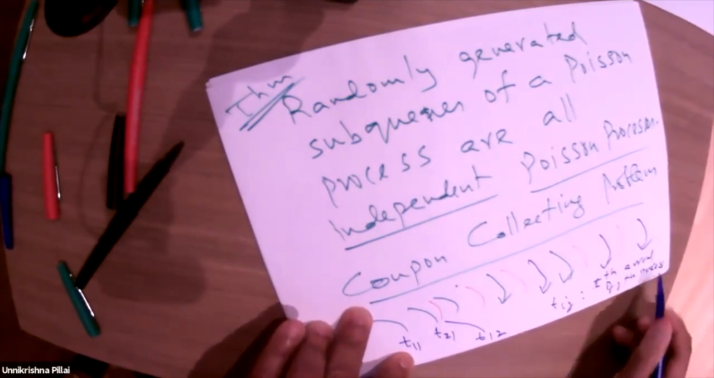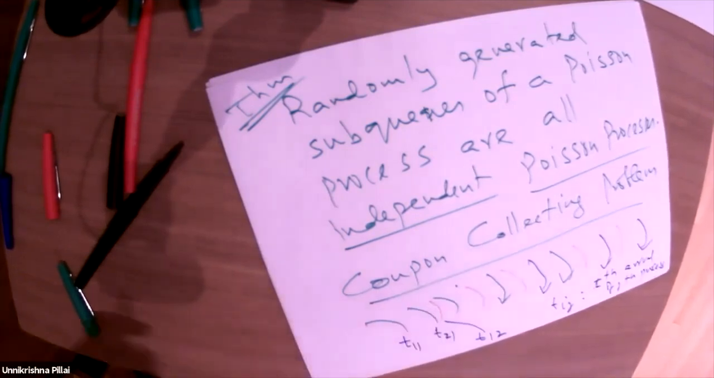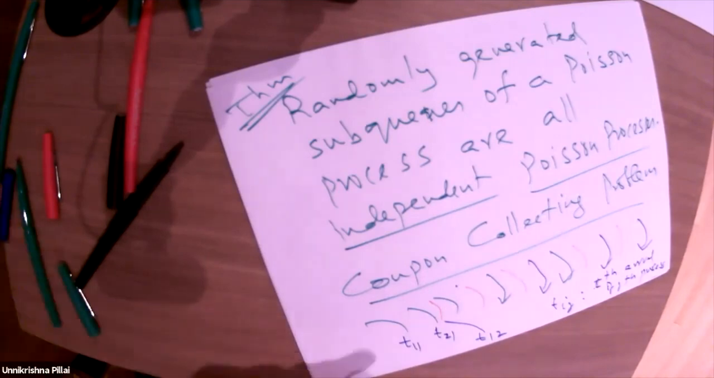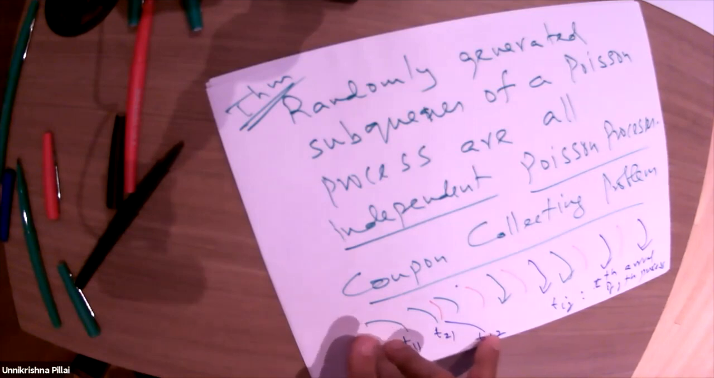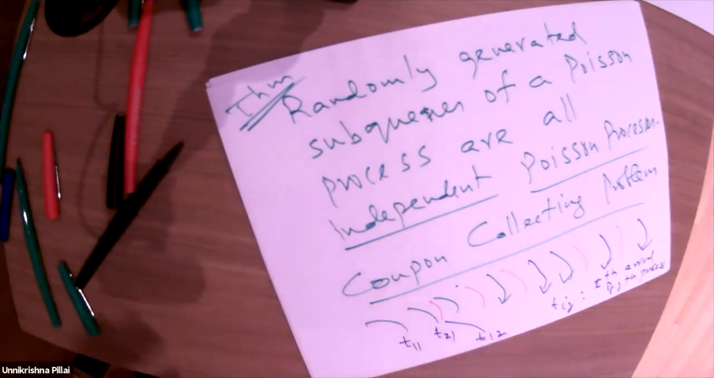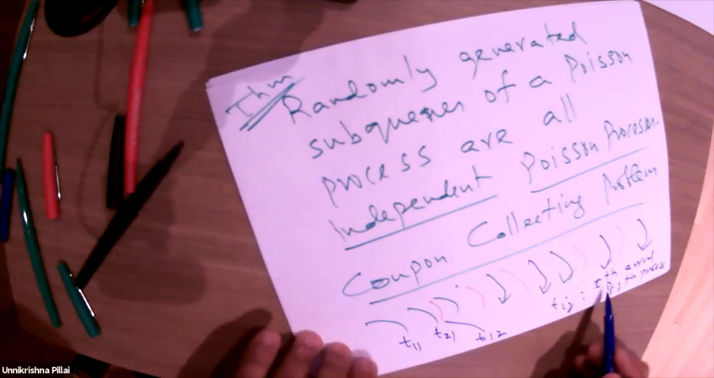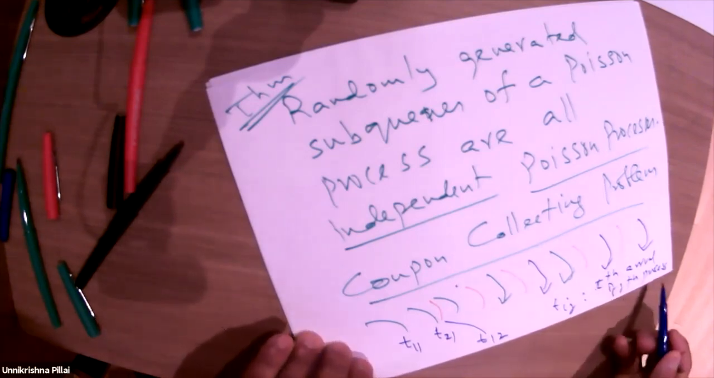In coupon collecting, you have different cereal boxes, right? So each cereal box may have a coupon. When you open a box, you get the first arrival of some process. When you open the second box, you may get the same coupon or you may get a different coupon. Then it will be the first arrival of a second process, etc. And what is it that you are looking for? You want to collect each coupon of all the processes. So Tij is the ith arrival of the jth process.